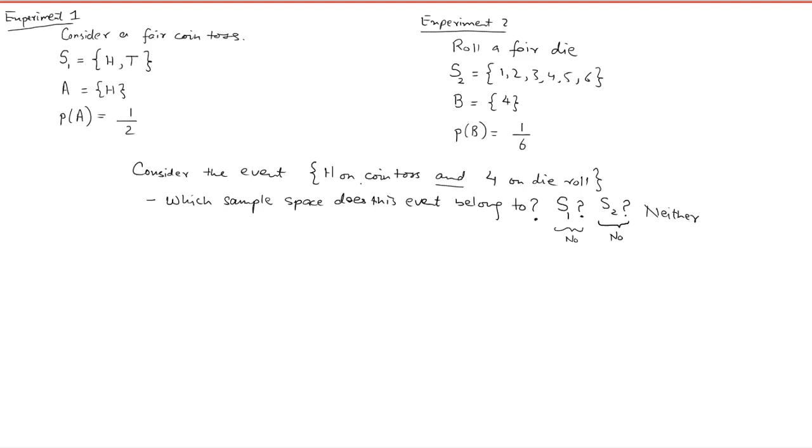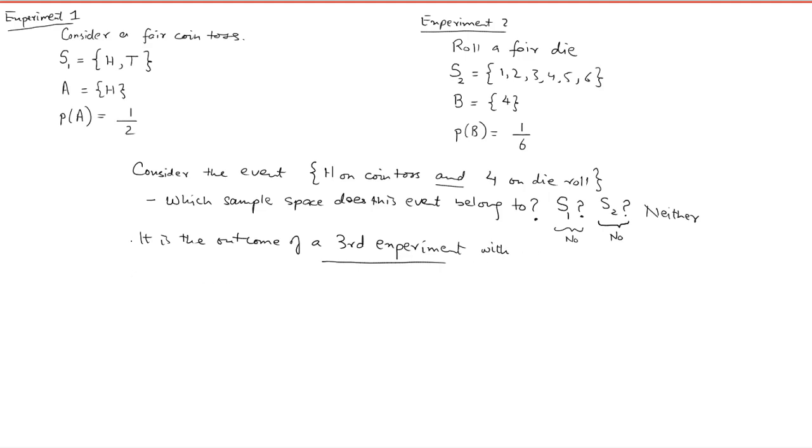ये दोनों एक्सपेरिमेंट से उनकी जो आउटकम्स हैं, मतलब सिर्फ एक्सपेरिमेंट 1 से ये थर्ड इवेंट नहीं आ सकता. सिमिलरली सिर्फ एक्सपेरिमेंट 2 से ये इवेंट नहीं बन सकता. ओके. This event that I've written, head on coin toss and 4 on die roll, it's the outcome of a third experiment. ये किसी और एक्सपेरिमेंट की आउटकम है.